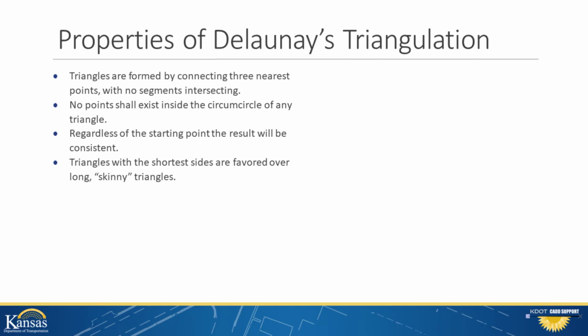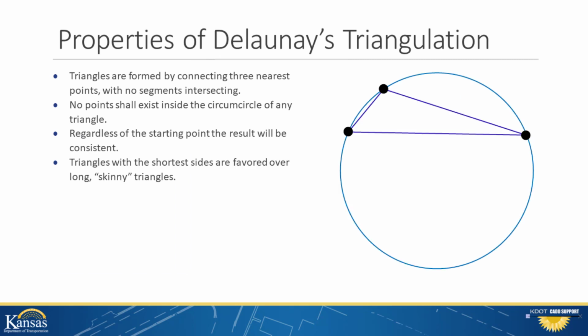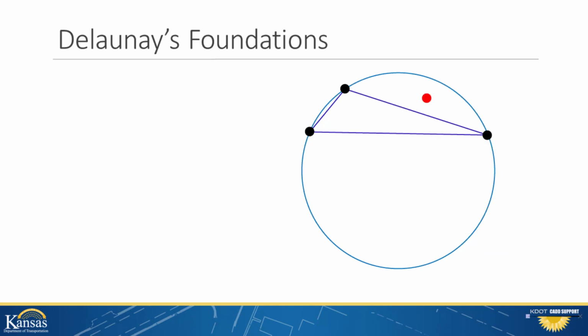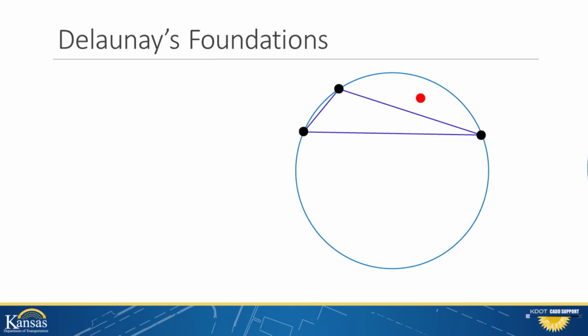In general, this approach has the following properties. Triangles are formed by connecting the three nearest points with no segments intersecting. No points shall exist inside the circumcircle of any triangle. Regardless of the starting point, the results will be consistent. And triangles with the shortest sides are favored over the long, skinny triangles.